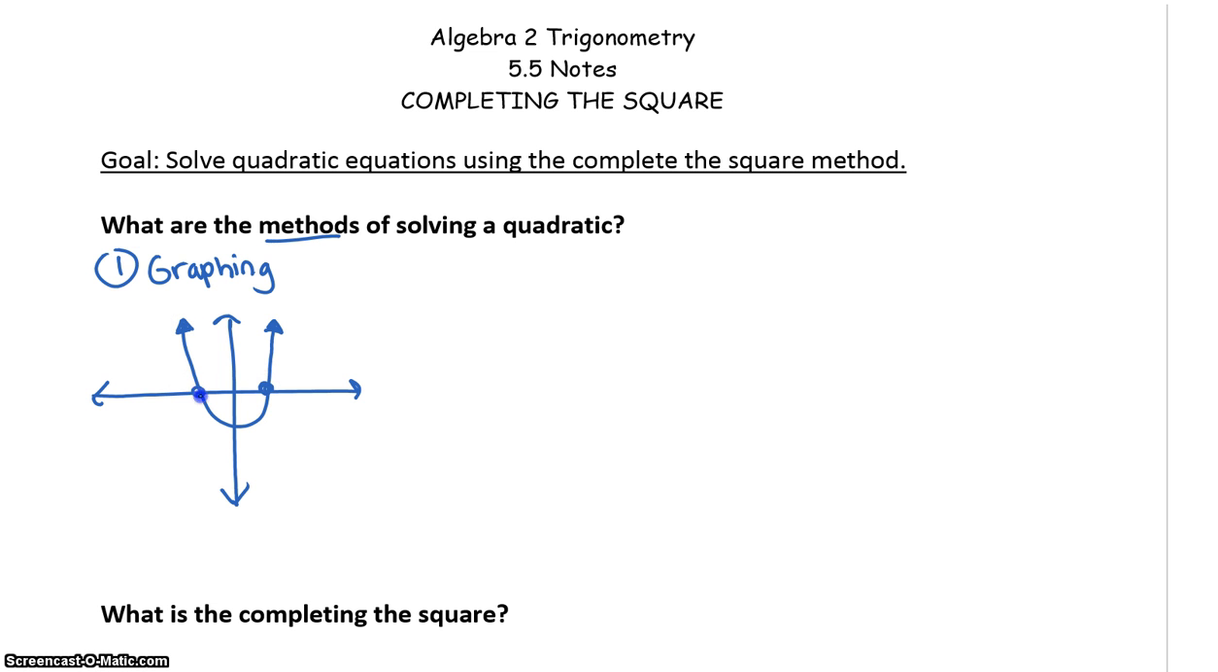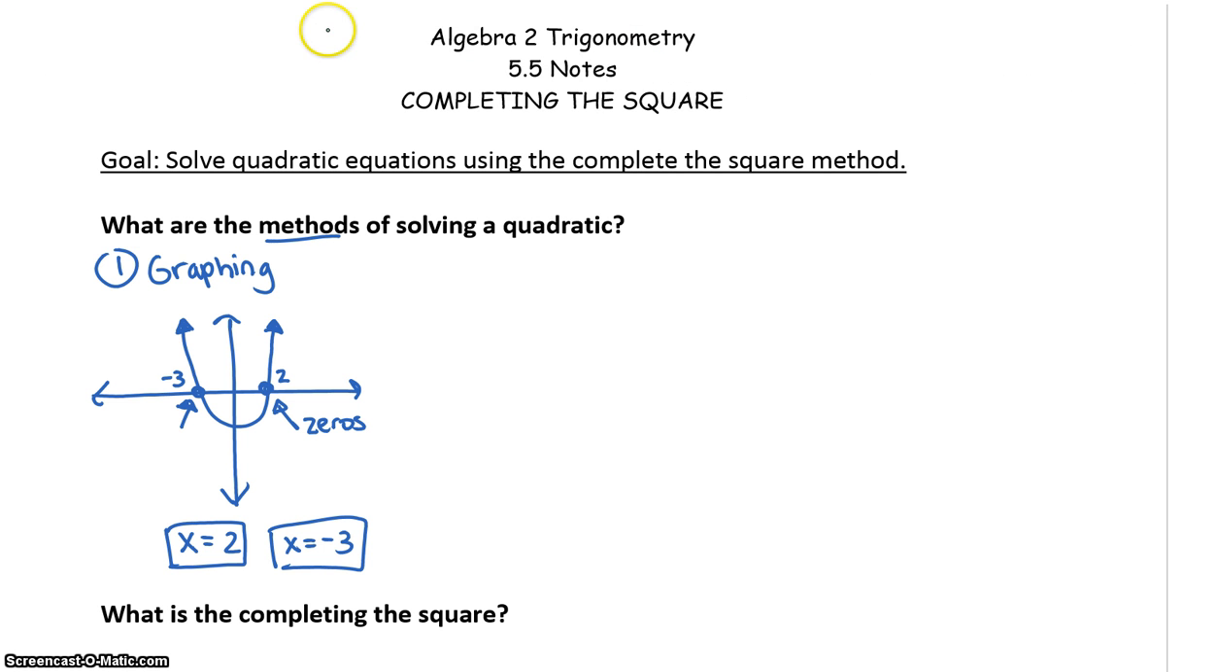And then we said these were called the zeros, and we ended up getting numbers like x equals 2 and x equals -3. Those were our solutions. So that's one way to solve a quadratic: to figure out where it touched the x-axis.